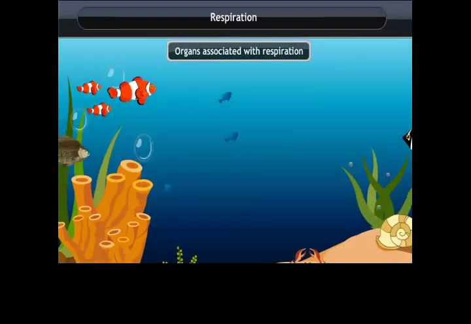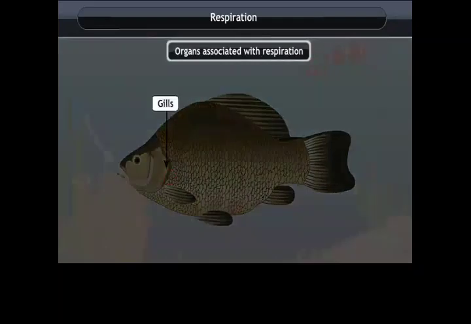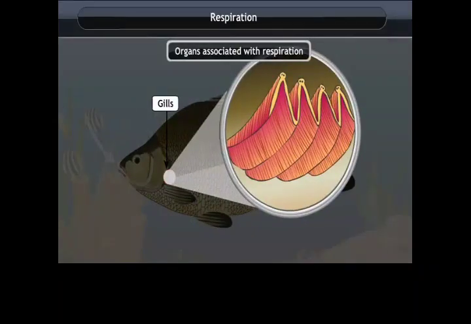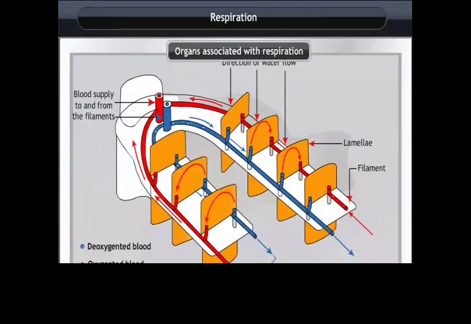Aquatic animals such as fish take in water through their mouths and force it past the gills, where the dissolved oxygen is taken up by the blood.